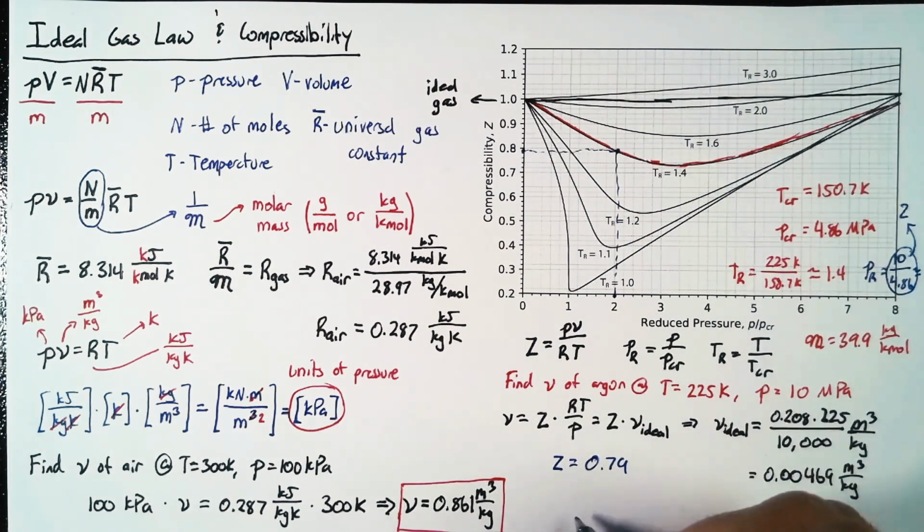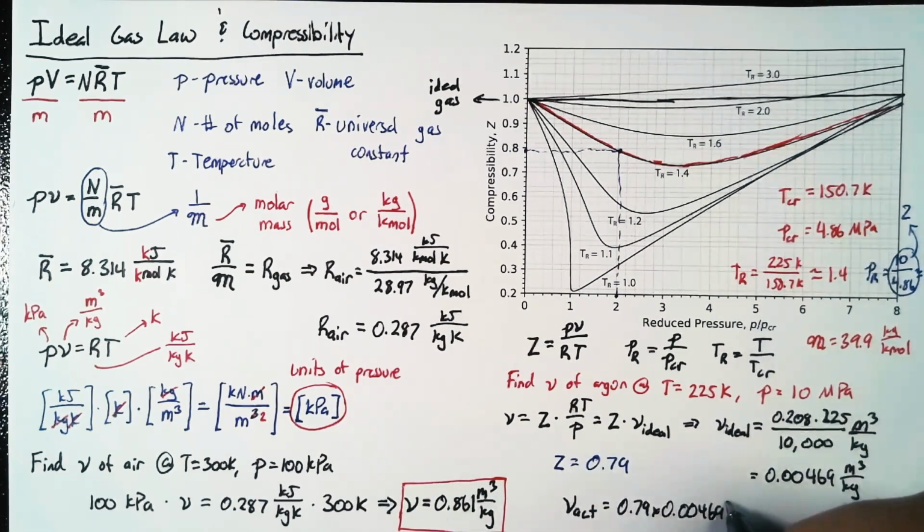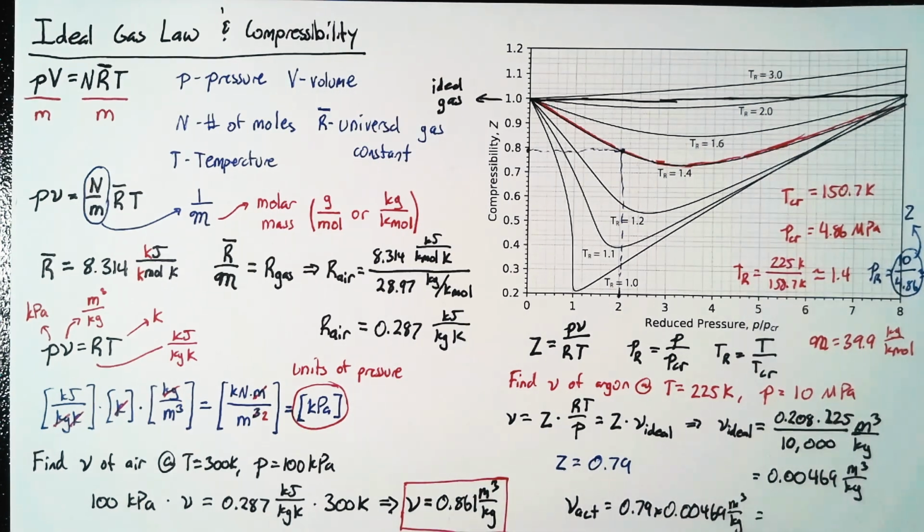And once we have that, we can say that our actual V is equal to 0.79 multiplied by this ideal V. And that value ends up being 0.00371 meters cubed per kilogram.